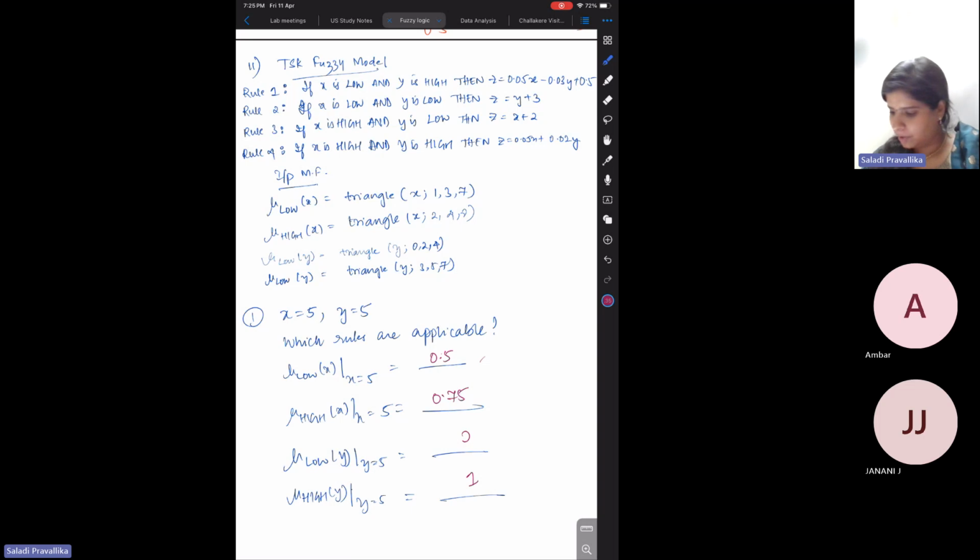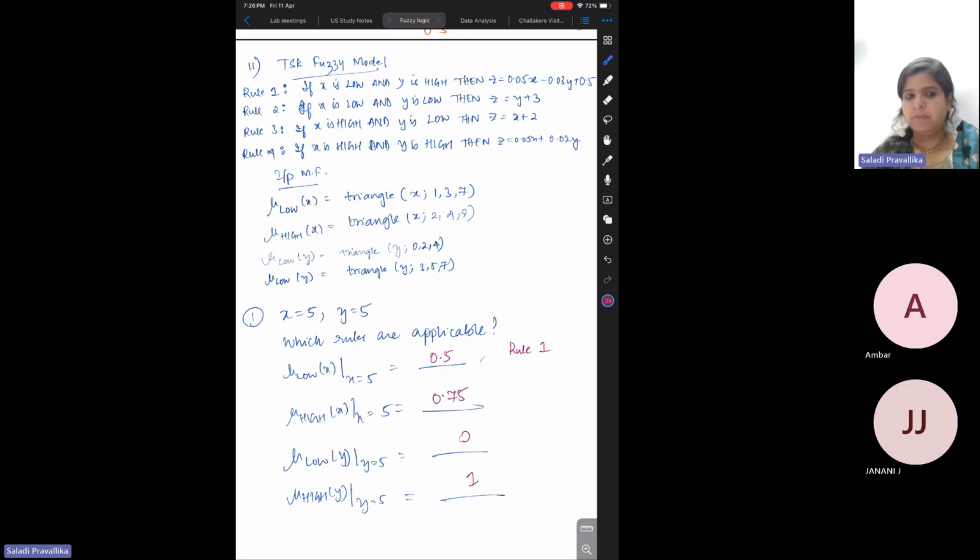It's a non-negative value, so rule 1 is applicable. Now let's look at rule 2. X is low, which is a non-zero value, so yes. And Y is low, and Y is low is a zero value. So rule 2 is not applicable.